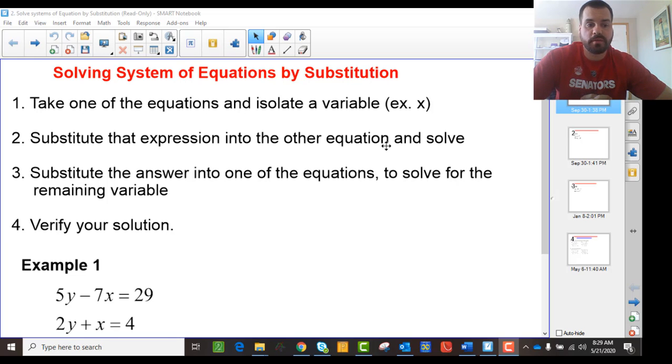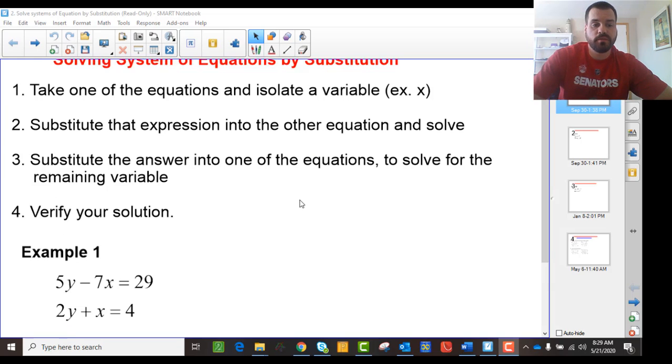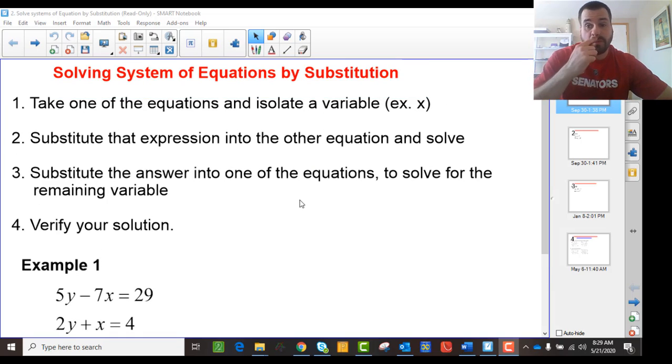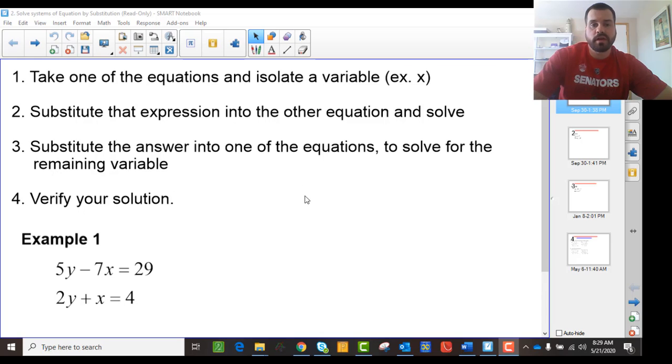And as we lay out the steps, I'm actually going to follow it with this example, so you can see what each one means. Then we'll do a couple more examples, and then leave some examples for you to do. We're going to try to solve this by substitution by, first of all, taking one of the equations and isolating one of the variables. And it doesn't matter whether it's x or y.